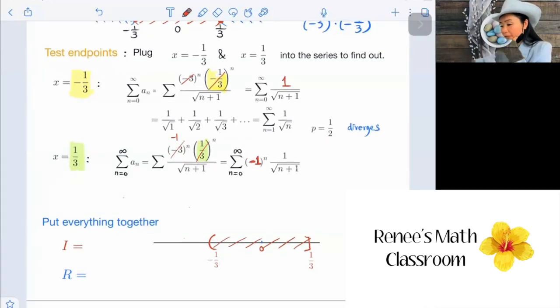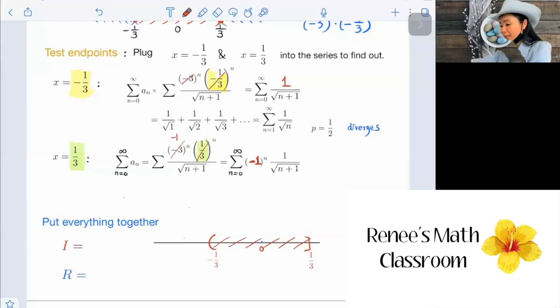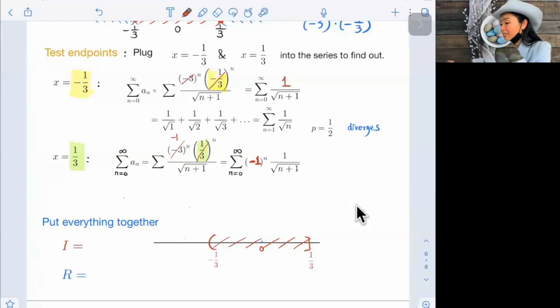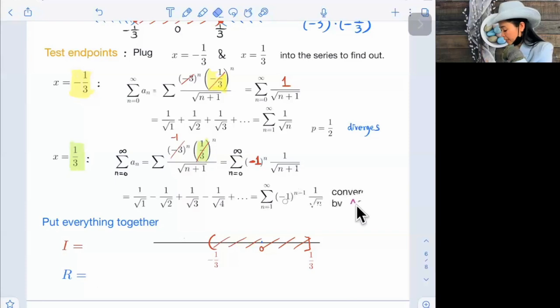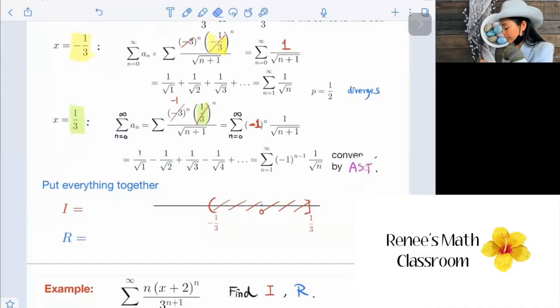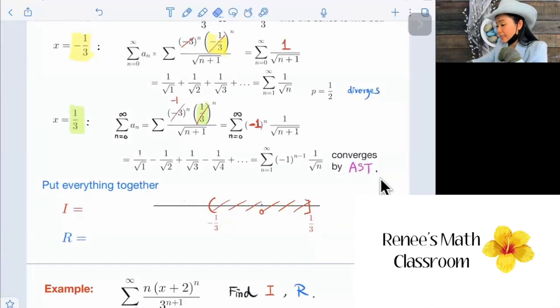Converge or diverge? I hear Diana said converge. What's the reason? Using the alternating series test. Yes, you got it. This is using the alternating series test. Good job. So if I write it the long way, it is going to be like this. So it converges using the alternating series test.